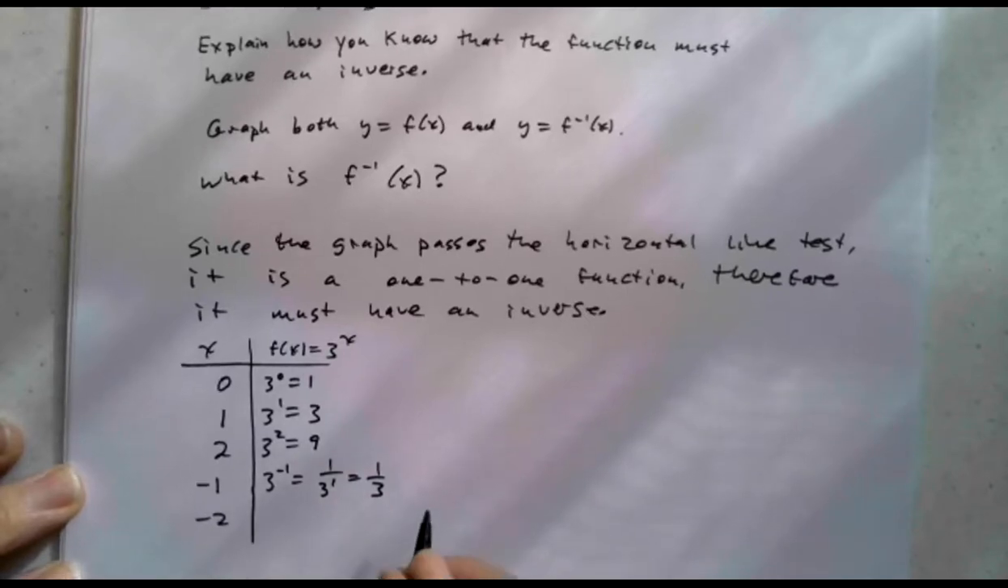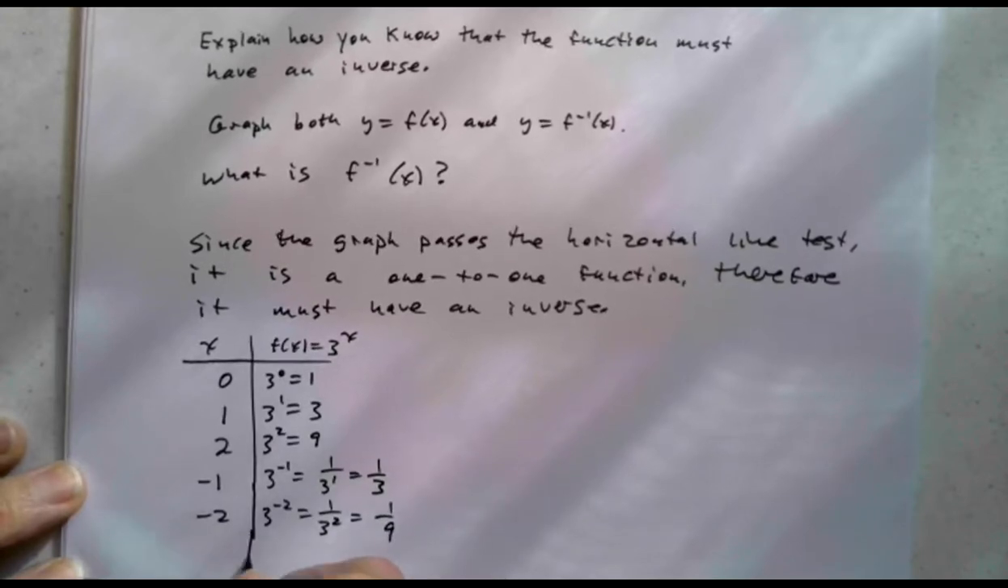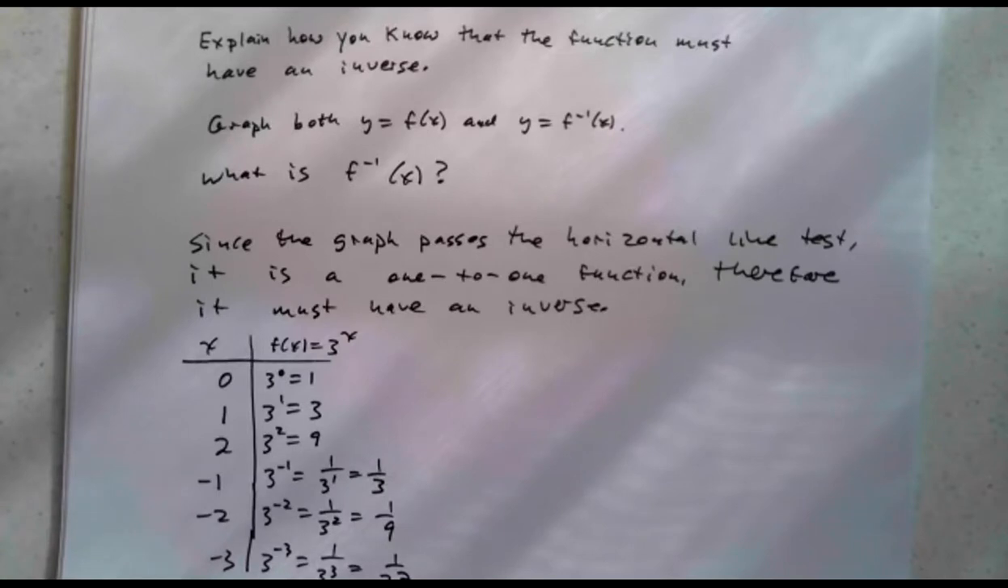That's 1 over 3 to the first, which is 1/3. 3 to the negative 2 is 1 over 3 squared, which is 1/9. And 3 to the negative 3 is 1 over 3 cubed, which is 1/27. So those are points on f of x.